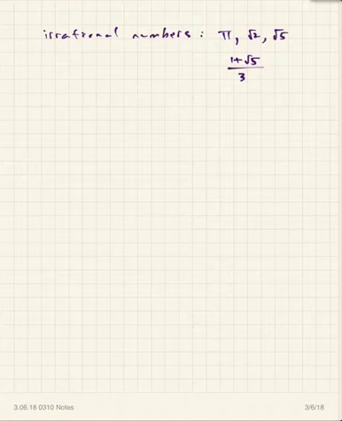Now, I know 1 plus the square root of 5 over 3 looks like a fraction, but when I say fraction, I'm talking about where you've got a whole number divided by a whole number. There's no way you can take any of these numbers and write it as a whole number divided by a whole number. It's not possible to do.